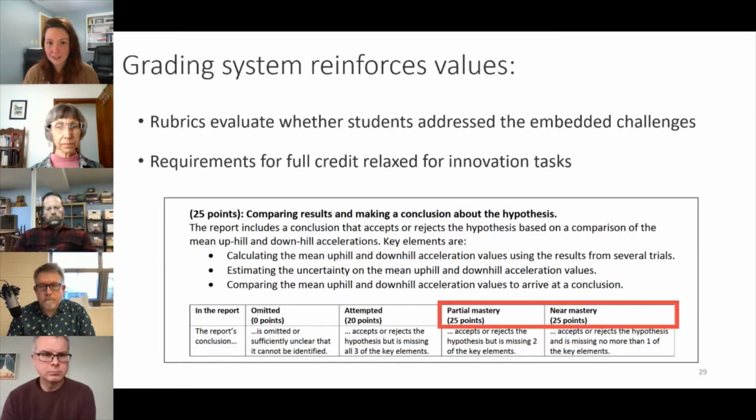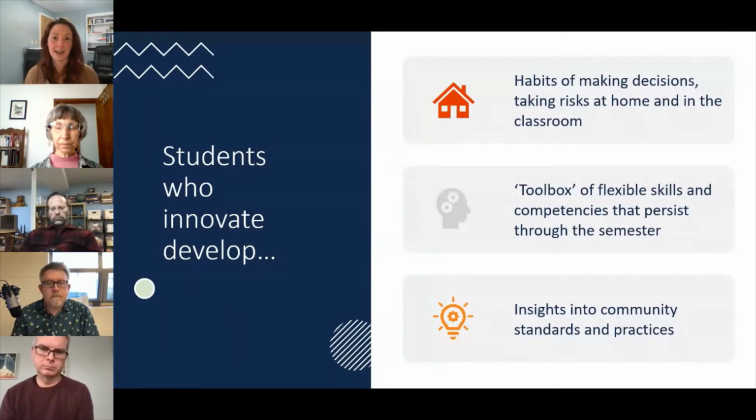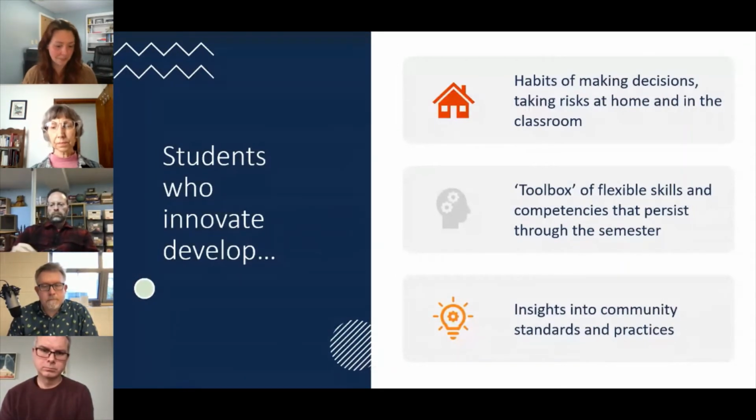But what I want to advocate, especially for this innovation approach, is that students who innovate develop habits to make decisions and take risks in good, productive ways. They develop a toolbox of skills that are more flexible and that persist through the semester. So if they figure it out once, they remember it next time. And it also gives us an opportunity to give our students insight into community standards and practices in a nature of science, culture of science sort of discussion.